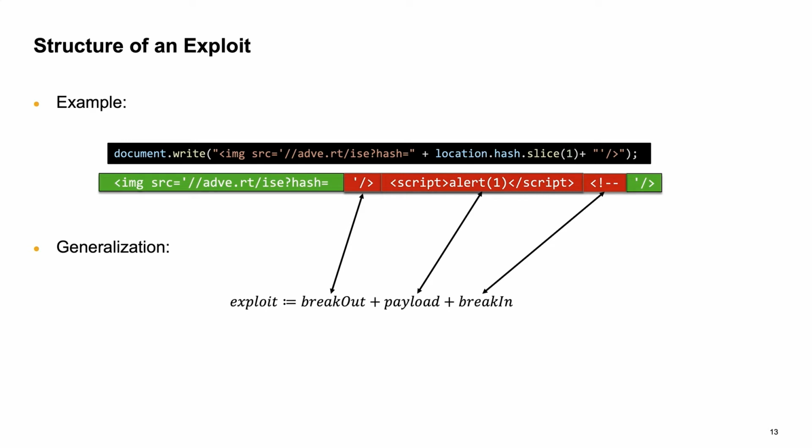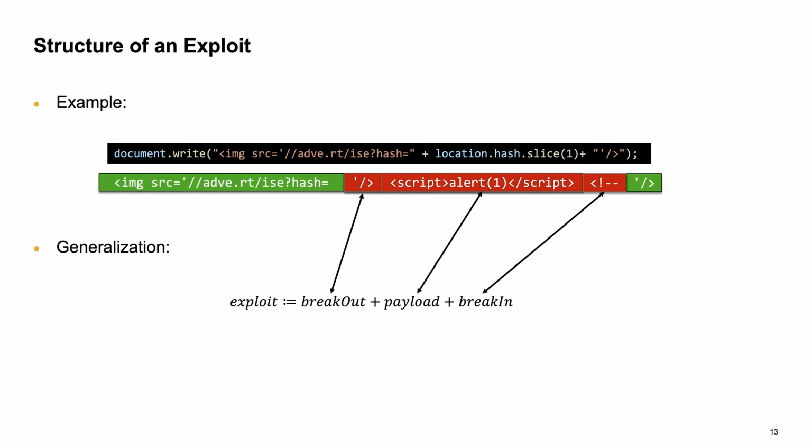And an exploit depends also on the used sink method. For example, document.write allows you to insert a script tag and execute it, while the element innerHTML, for instance, will just insert it without triggering the execution.